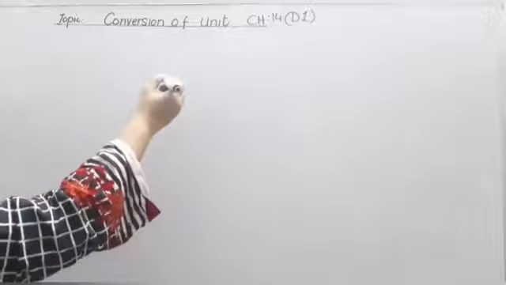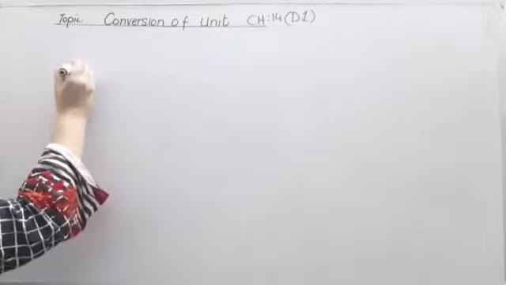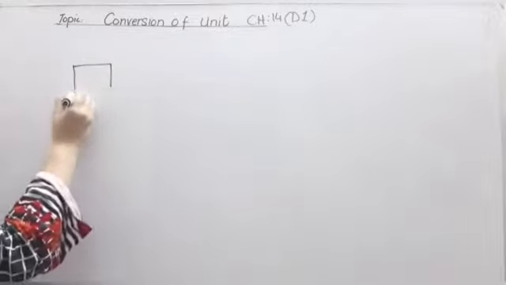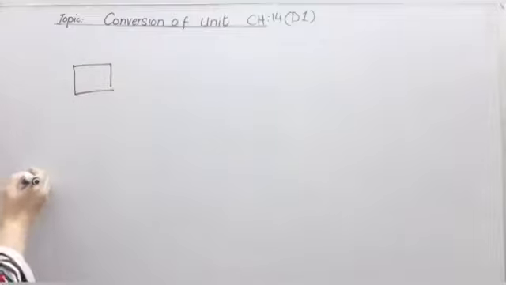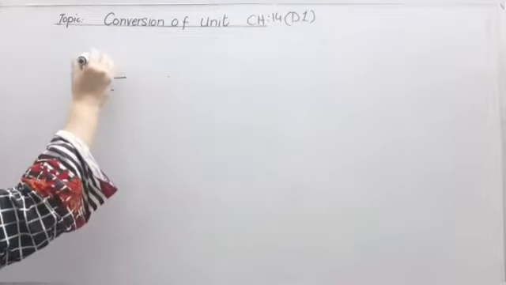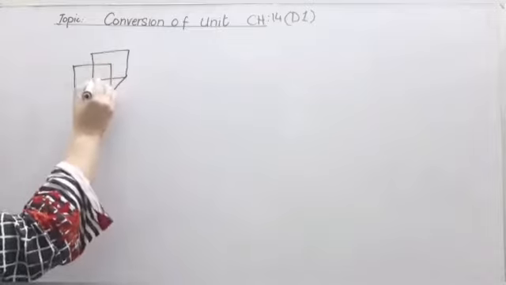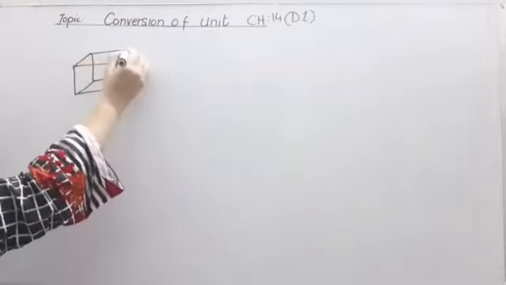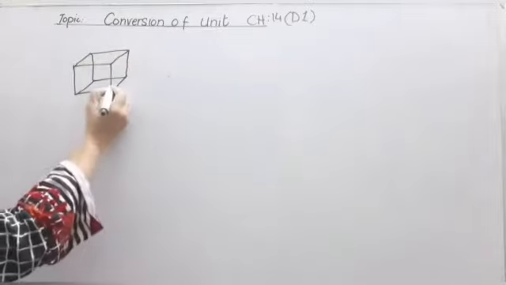Viewers, today we are going to learn about conversion of units from solids to liquids, from smaller to bigger, and we are working with 3D. I have a square, and if I make it 3D, it will be a cube, and there are 6 squares involved in a cube.